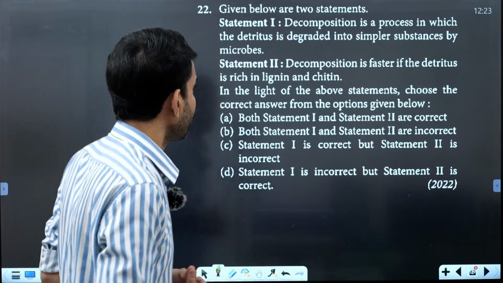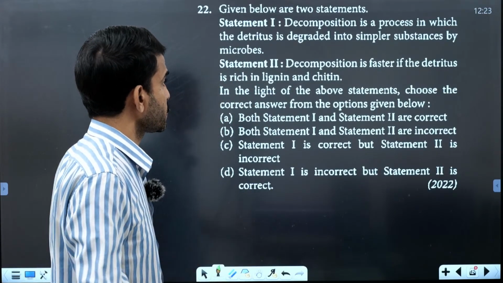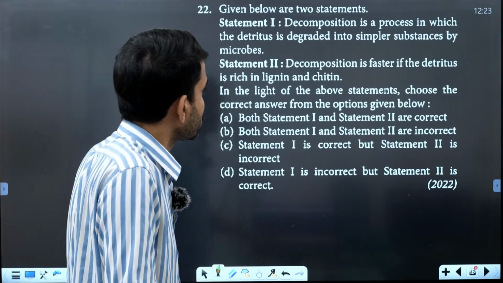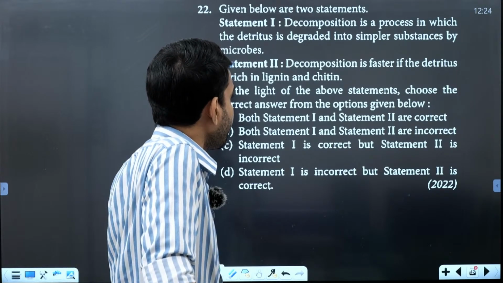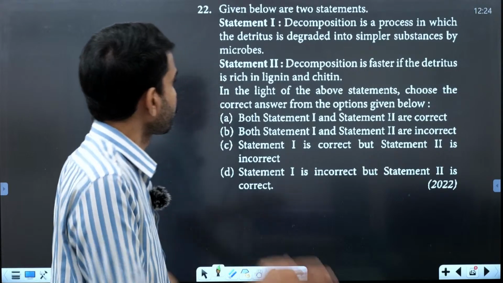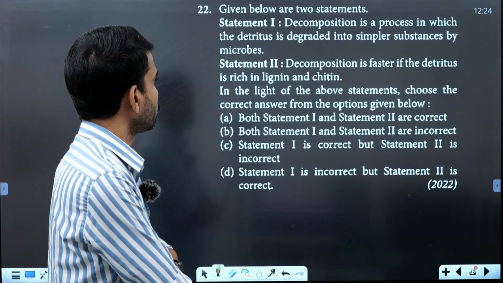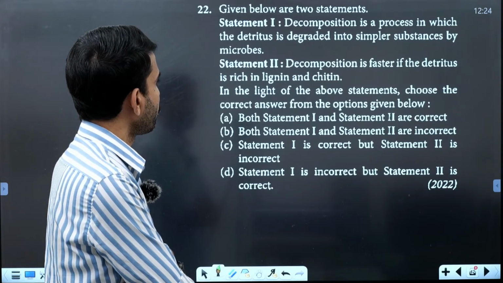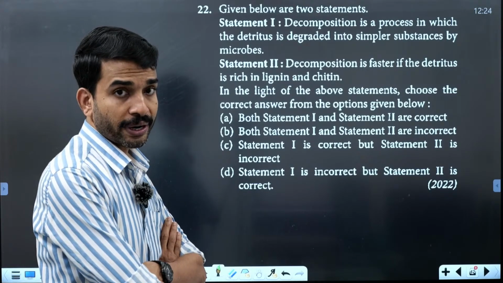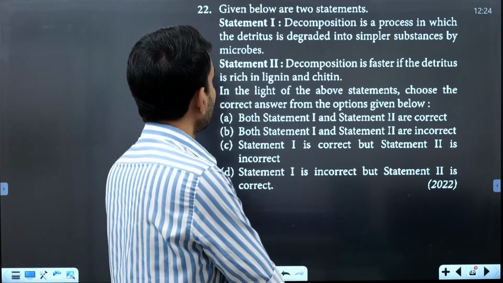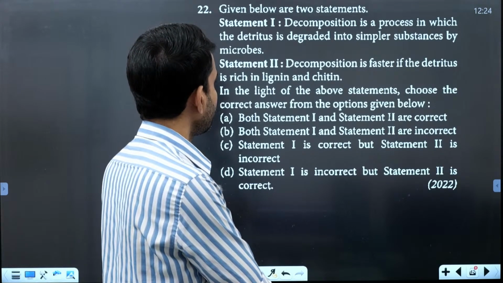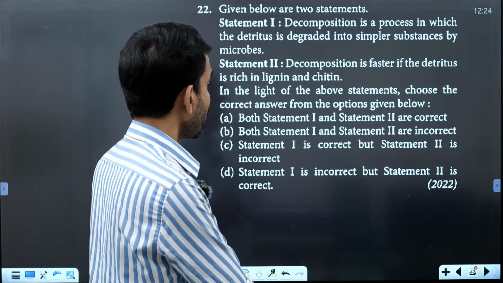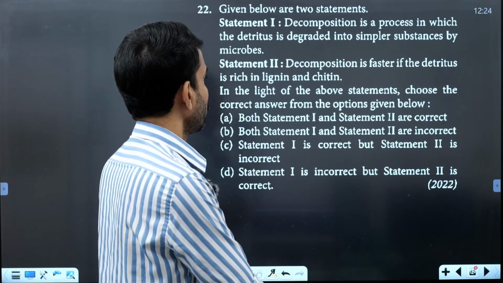Next one, given below are two statements. Statement 1, decomposition is a process in which the detritus is degraded into simpler substances by microbes. Statement 2, decomposition is faster if the detritus is rich in lignin and chitin. So both the statements you read, then the correct option you have to give.